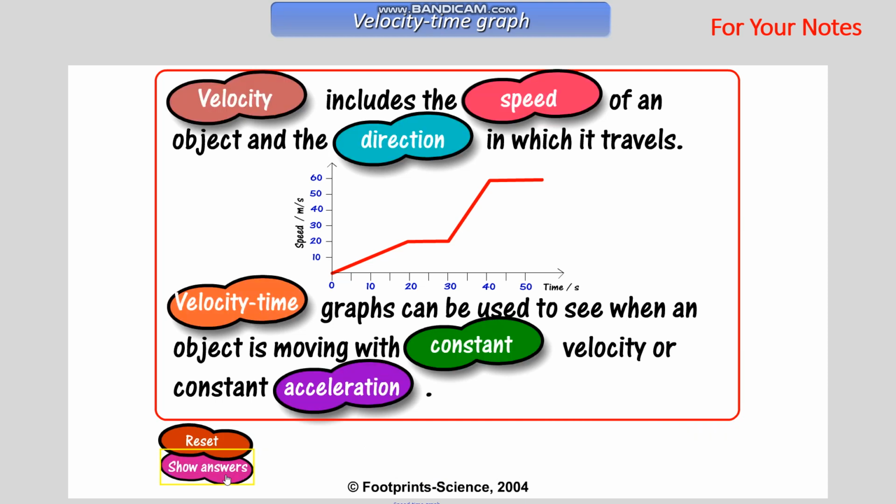Okay, and your answers. Velocity includes the speed of an object and the direction in which it travels. Velocity time graphs can be used to see when an object is moved with constant velocity or acceleration.